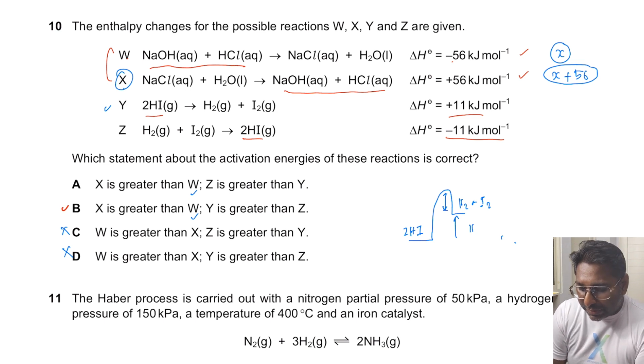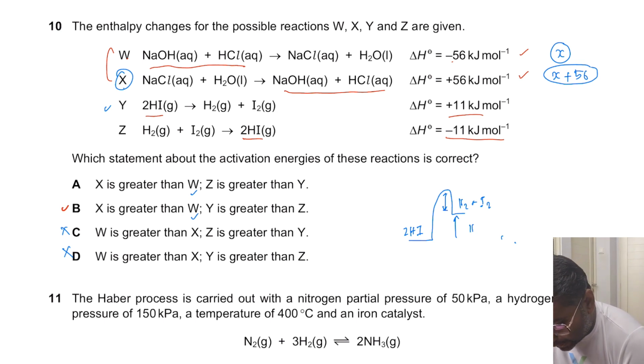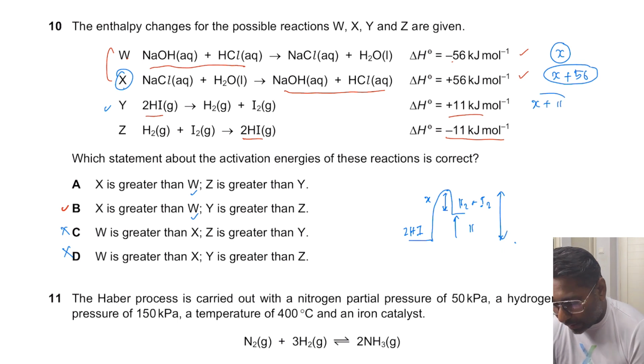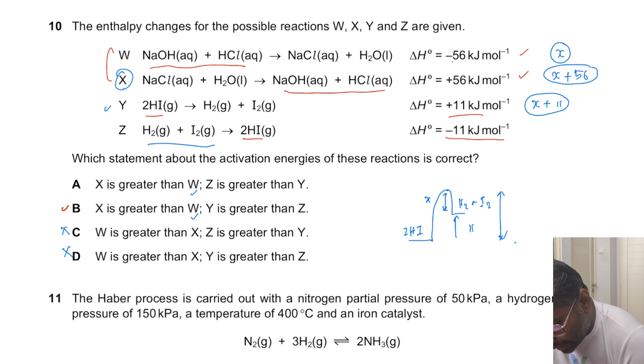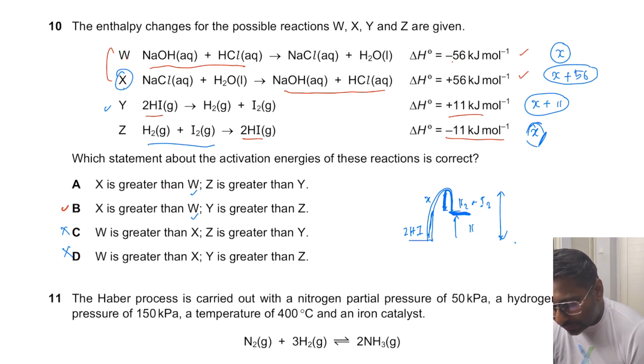If I look at this in terms of activation energy, of course, activation energy is from the reactant to the top. So it's X plus 11. And if, let's say, the reverse reacts the other way around, this is the reactant, and I look from here, the activation energy is from the reactant to the top. So the activation energy is only X. If I compare which one is greater, of course, Y is greater than Z. So the answer is going to be Y.